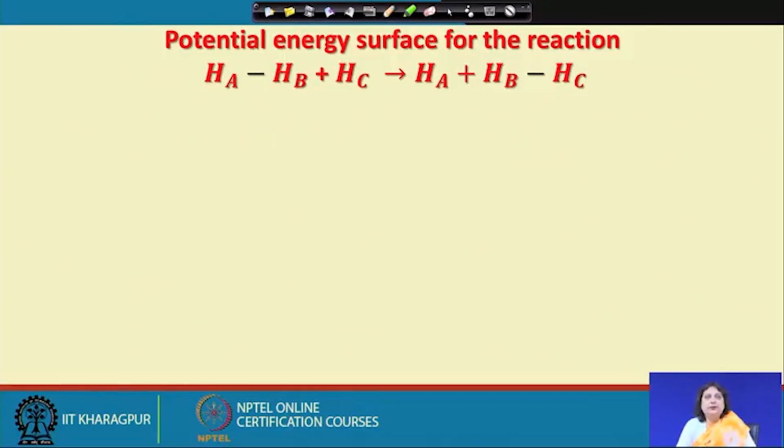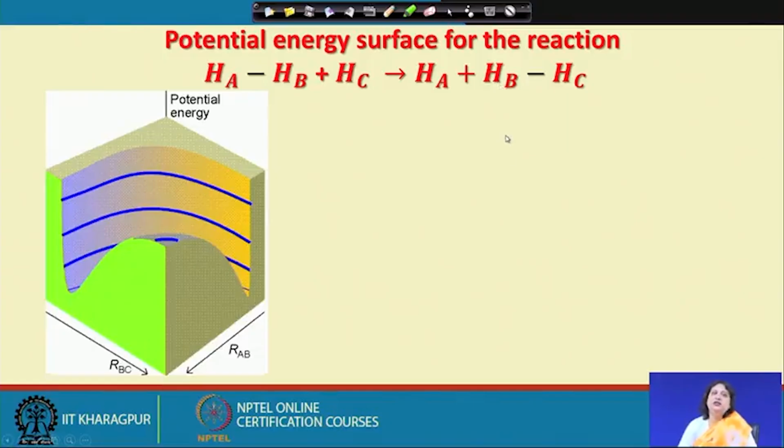Now, let me take an example. This is a very simple chemical reaction, a hydrogen molecule interacting with a hydrogen atom. Initially hydrogen atoms A and B are bonded to each other, and there is another atom C which is coming close, and at the end of the reaction HA is isolated and a bond has been formed between HB and HC. If I look at the potential energy surface that I get from here, this is described in terms of two distances. One is the distance between the hydrogen atoms A and B, and another one is the distance between hydrogen atoms B and C.